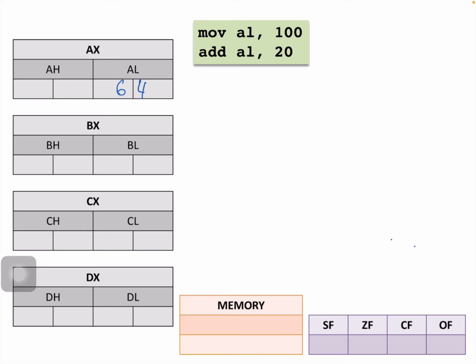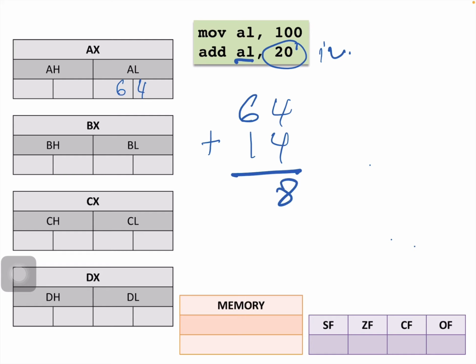Then we are going to add AL 20, meaning the 64 in AL will be added with 20. 20 is the immediate value, and AL is the destination register. 20 in decimal, when converted into hexadecimal, becomes 14. So 64 plus 14 in hexadecimal: 4 plus 4 is 8 and 6 plus 1 is 7. So 64 plus 14 in hexadecimal is equivalent to 78 in hexadecimal. Now the new value in AL will be 78, so 64 will be vanished.